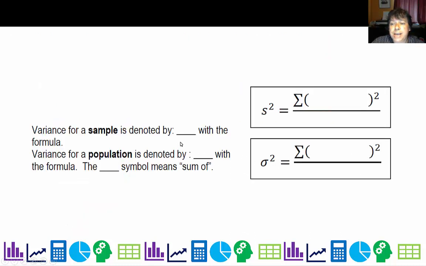Now this brings up the two formulas again. Variance for samples is denoted by S squared. And so if you're using a calculator, sample standard deviation is going to have an S on it. And it's the data point minus the mean, squared, add them all up, and then divide by n minus 1. For a population, it's sigma squared, so that's a Greek symbol. And instead of x bar, we use mu. Mu stands for the parameter. And we're going to divide that one by n. Make a note that this symbol, the sigma symbol, means sum of, that we have to add everything up.